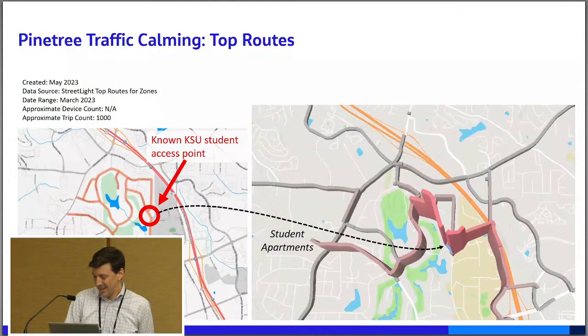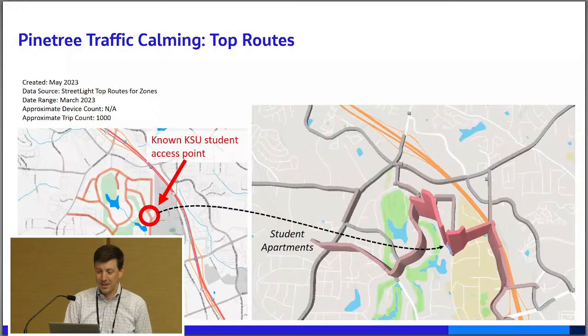This is an evaluation that was prepared looking at potential impacts of speeding and cut-through traffic in a neighborhood that's adjacent to Kennesaw State University. The neighborhood had complaints about the speeding and cut-through traffic. There were suspicions that it had to do with the back entrance to Kennesaw State University.